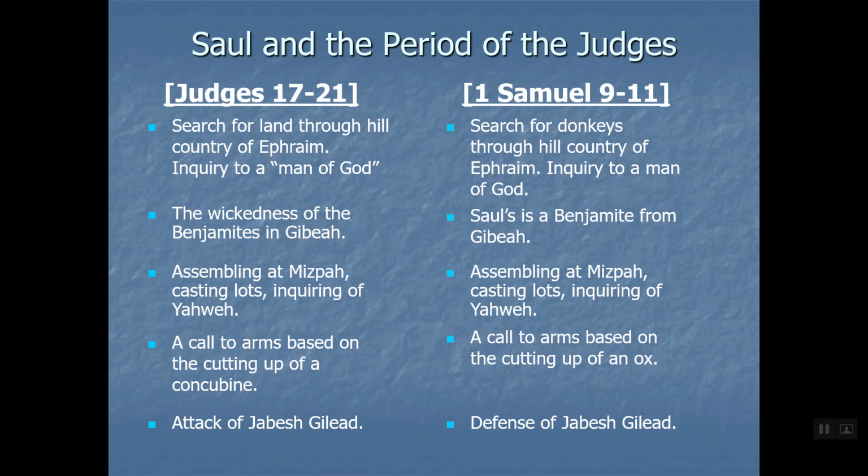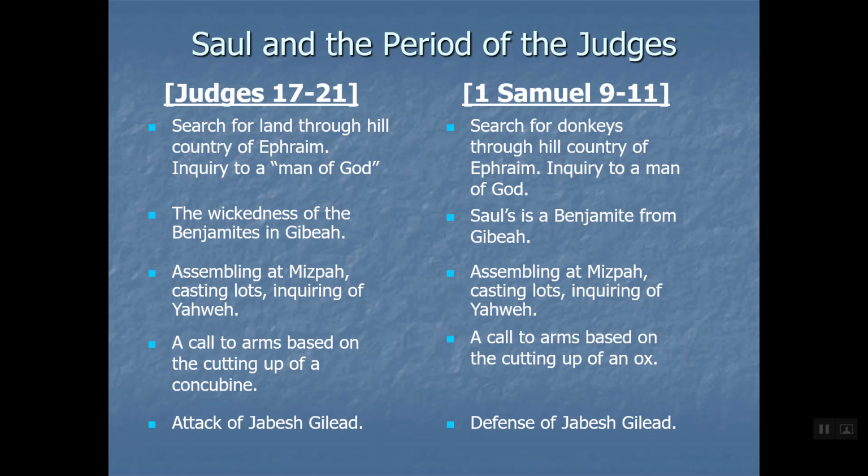Saul is from Sodom and Gomorrah, or I use that figuratively. He's from the town where that concubine was mistreated. That's his hometown. So when Saul's announced, he's a Benjamite from Gibeah. There's the assembling at Mizpah where they cut up the concubine and send her out, they meet at Mizpah, they cast lots to see who's going to go up. That's exactly what happens in the Saul story.